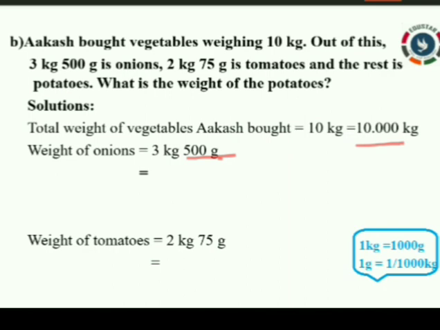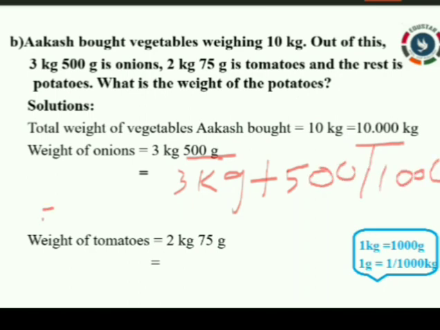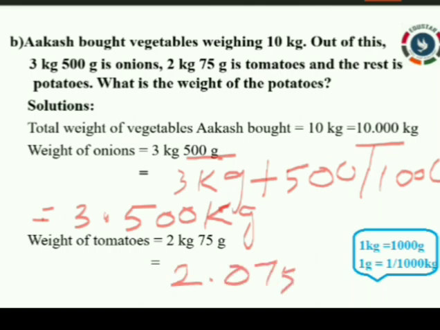1 gram equal to 1 by 1000 kilogram. Here you are having 500 gram, right? So 3 kg plus 500 grams means 500 divided by 1000, which is equal to 3.500 kilograms. Next one, weight of tomatoes. Likewise, you have to find the weight of tomatoes. You will get answer as 2.075 kilogram.